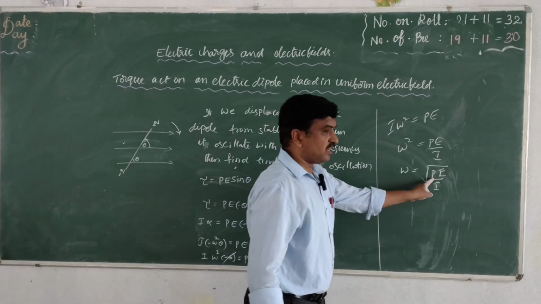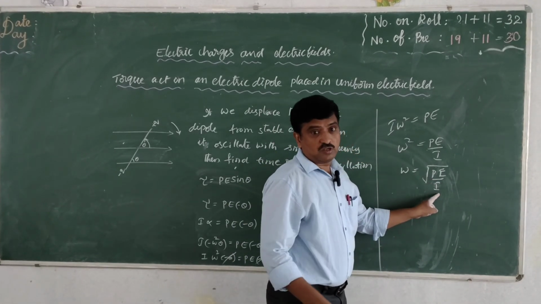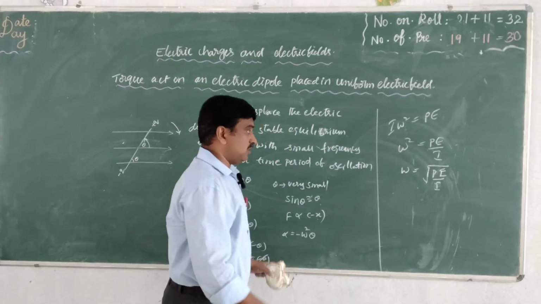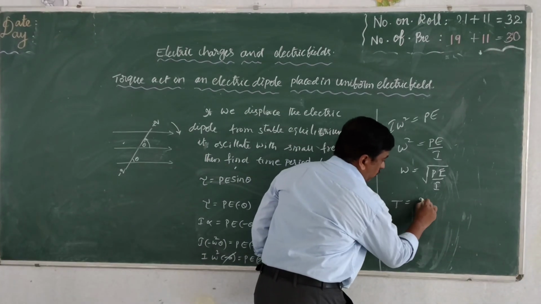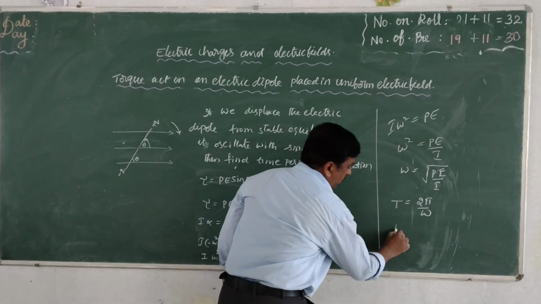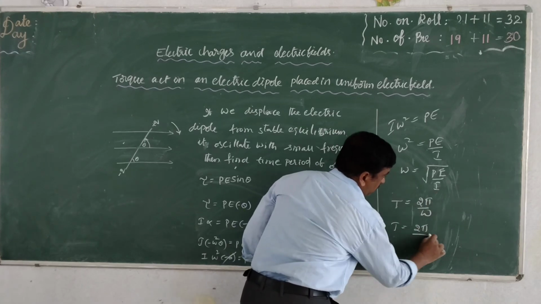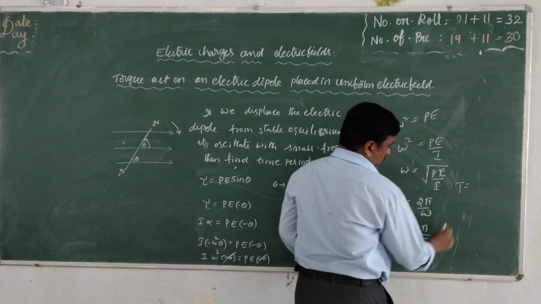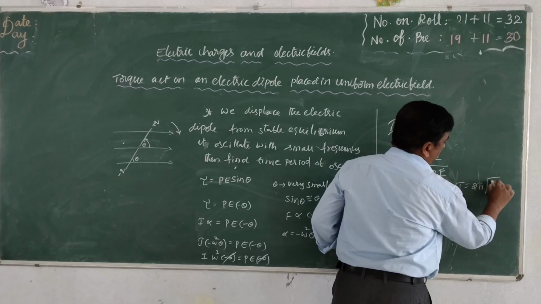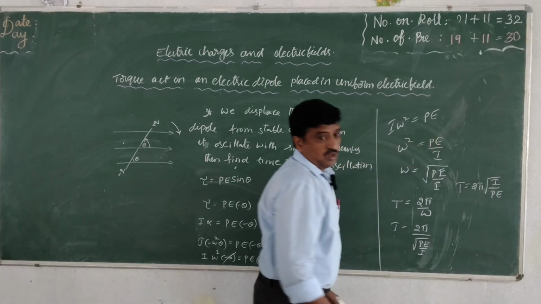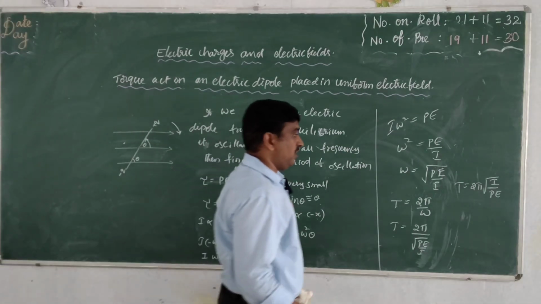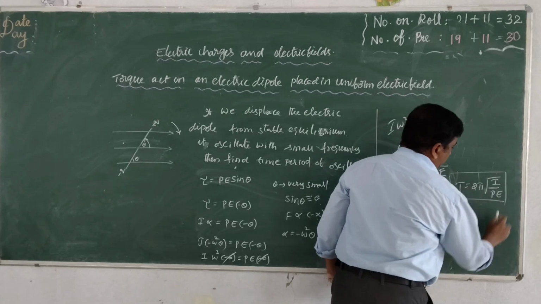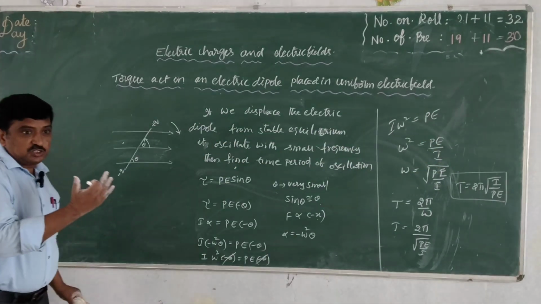Here P is the electric dipole moment, E is the electric field, and I is the moment of inertia. Omega is the angular velocity. We want the time period, which equals 2 pi by omega. Instead of omega we write root of Pe by I, so the time period equals 2 pi into root of I by Pe. This is the time period of oscillation of the electric dipole when it is slightly displaced from its stable equilibrium.